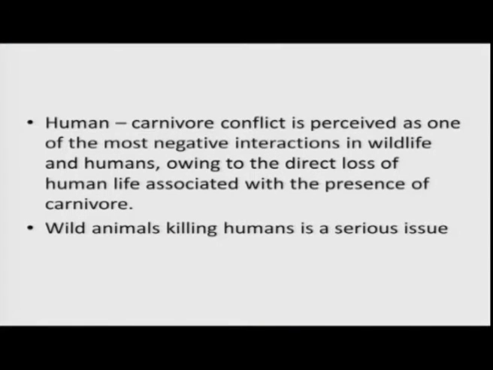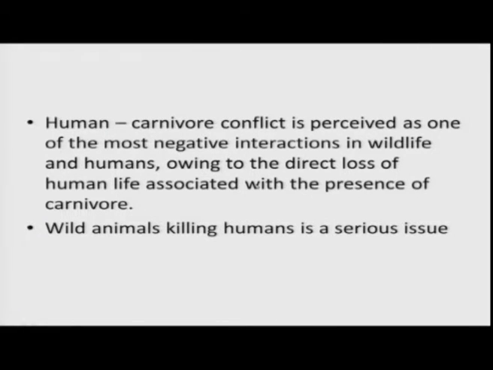I am reading this out. Human carnivore conflict is perceived as one of the most negative interactions in wildlife and humans, owing to the direct loss of human life associated with the presence of carnivore.